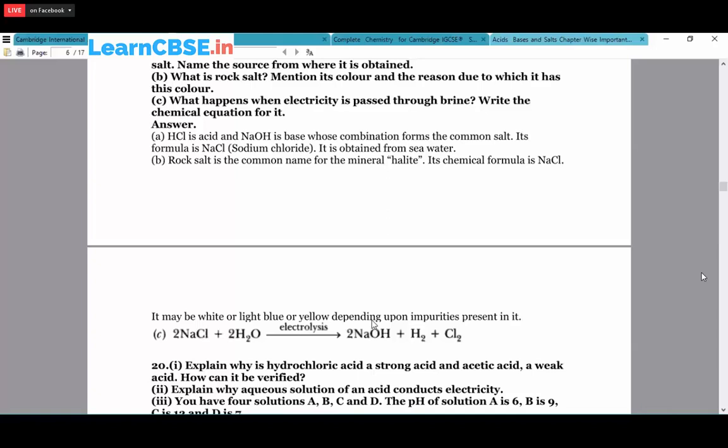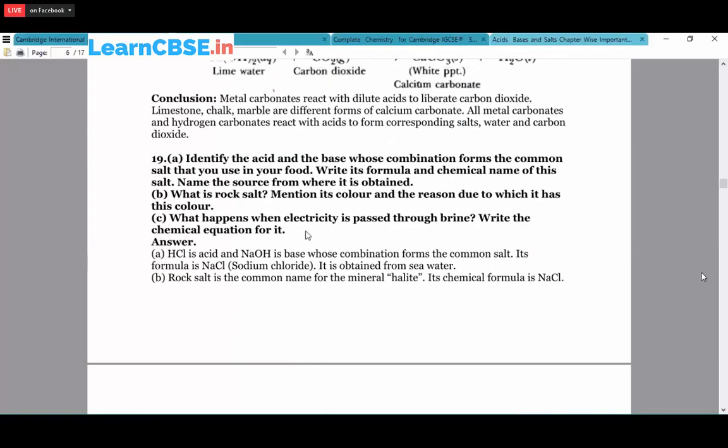So it may be white, light blue, or yellow depending upon the impurities present in it. What happens when electricity is passed through the brine? Brine is nothing but a concentrated sodium chloride solution. Write the chemical equation for it.